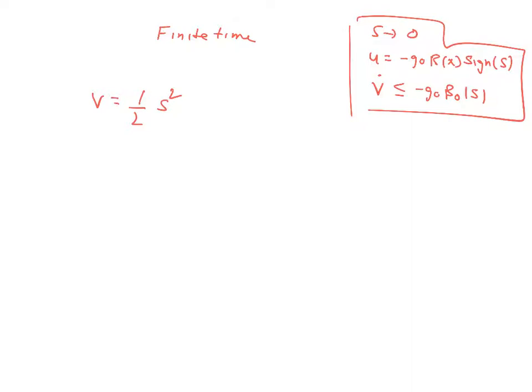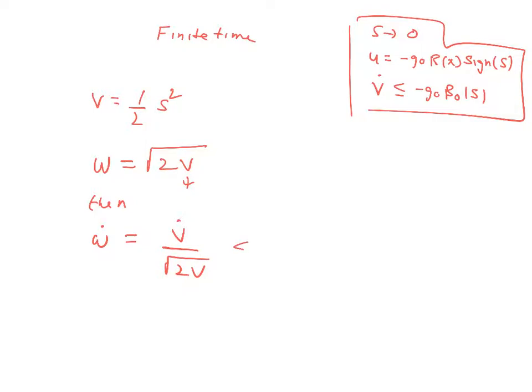So let's assume a function w which is equal to square root of 2v. Basically, what does it mean? What is w? The square root of 2 times v is s squared, basically mod s, right? So then what is w dot? W dot will be, if you differentiate this, v dot over root 2v.